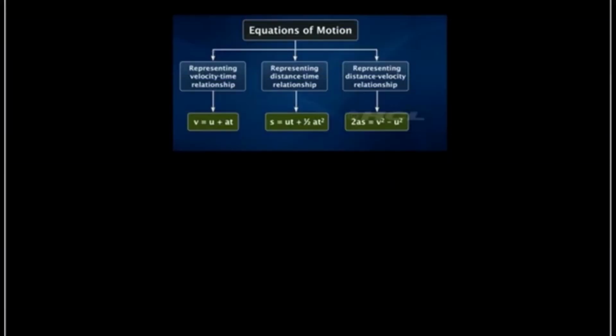In this module, we are going to derive the three most important equations of mechanics, and we call them equations of motion. One is the equation which represents the relationship between velocity and time, that is v is equal to u plus at. This is our first equation of motion. The second one represents the distance-time relationship, that is s is equal to ut plus half at squared. This is the second equation of motion. And the third one represents the distance-velocity relationship. So this is the third equation of motion.